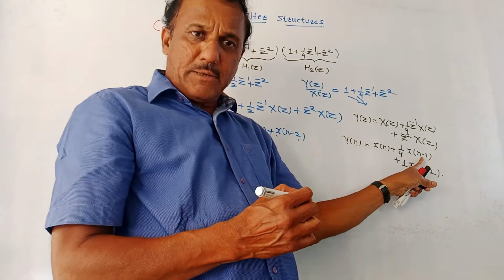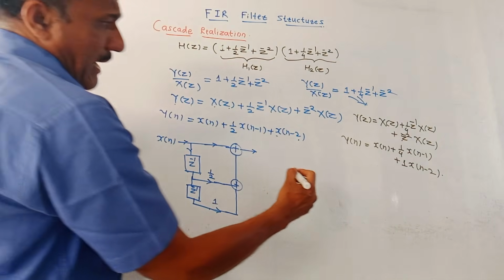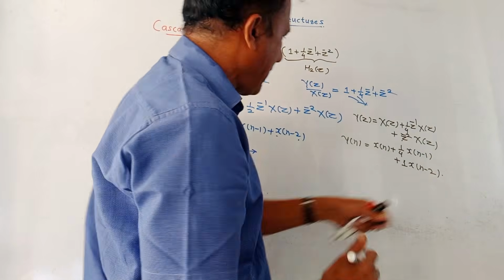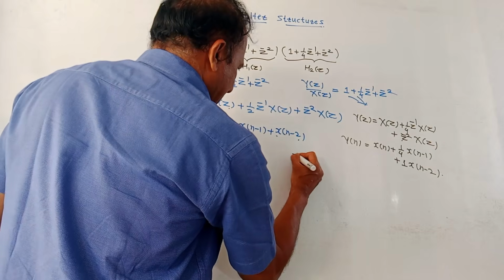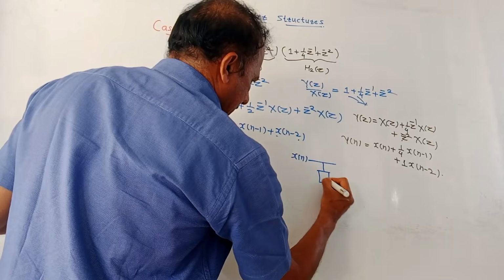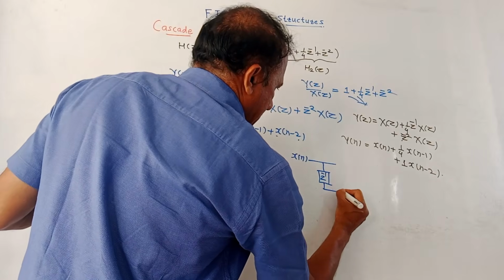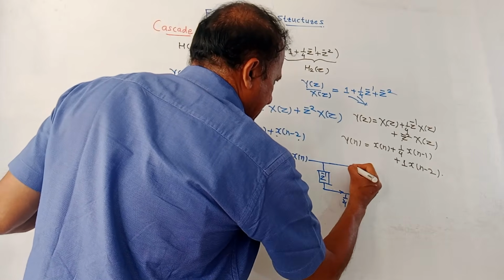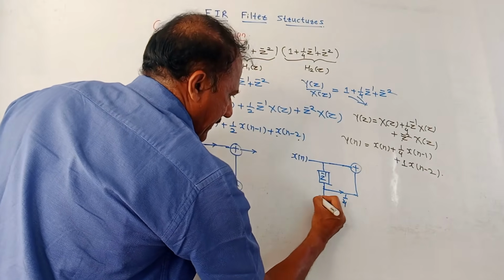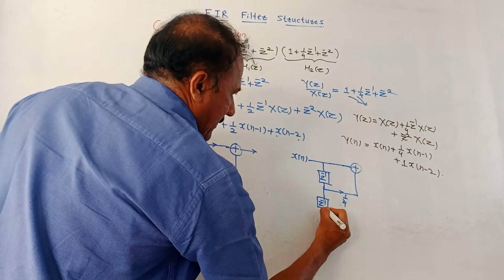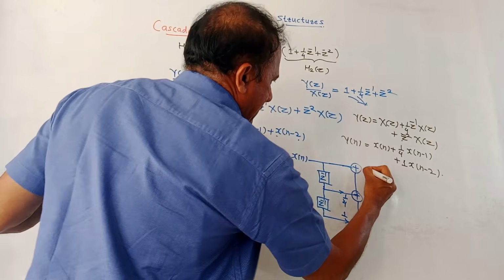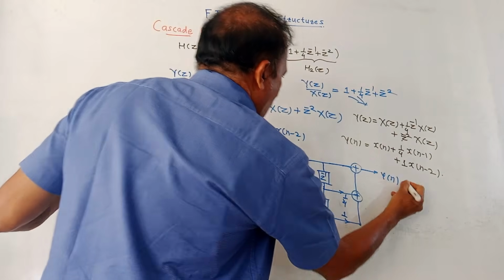Same logic for the second part. For the second term, I have x(n) plus 1/4 x(n minus 1) plus x(n minus 2). So somewhere I will write here x(n). Then like the previous case, I will draw one delay Z raised to minus 1. It is multiplied with 1/4. Everything is the same as the previous case. I will write one adder. Then one more delay Z raised to minus 1. Then it is multiplied with 1 and added with the previous part. So this is the final output y(n).